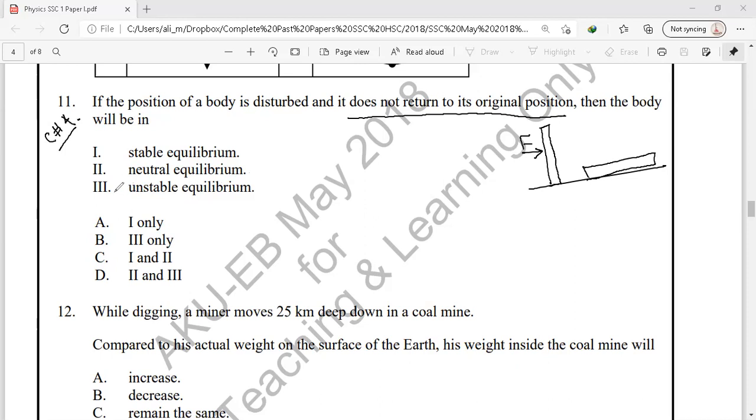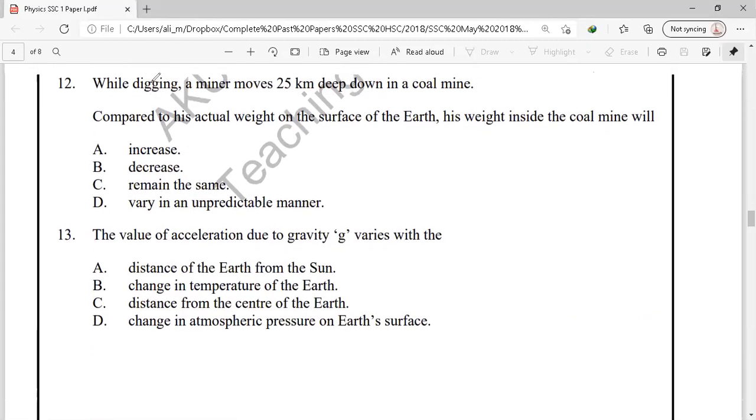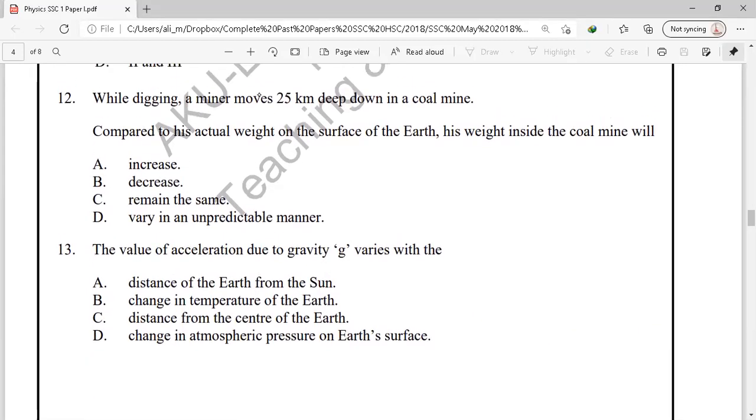So the correct option is the unstable equilibrium, and we have this unstable equilibrium in option B, that is 3 only. So the correct option for this question is option B. Let's come to question number 12.